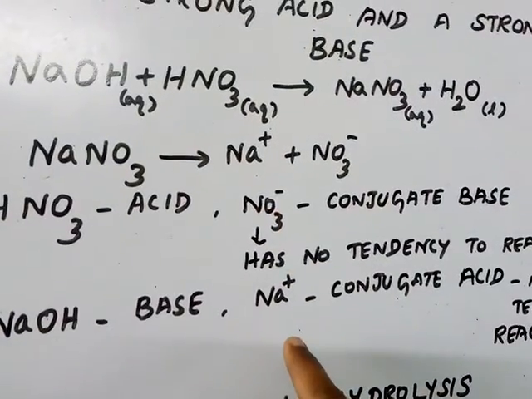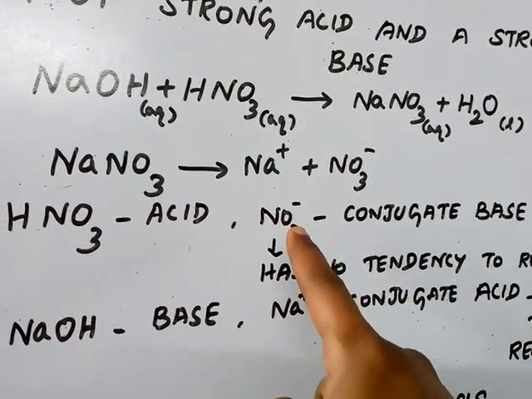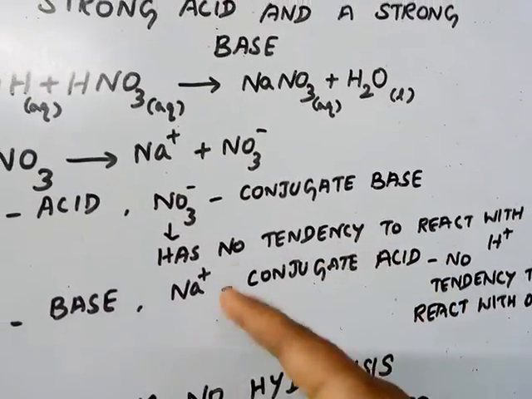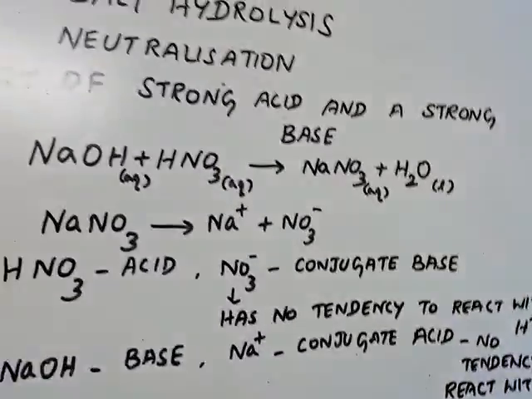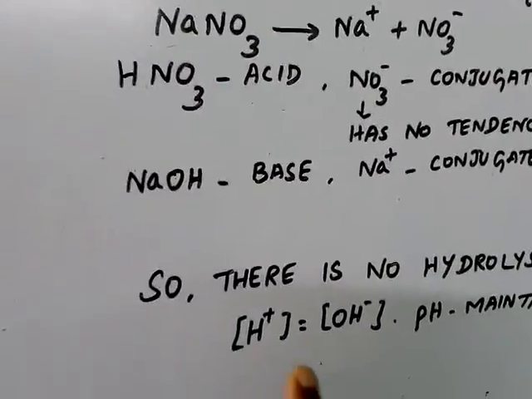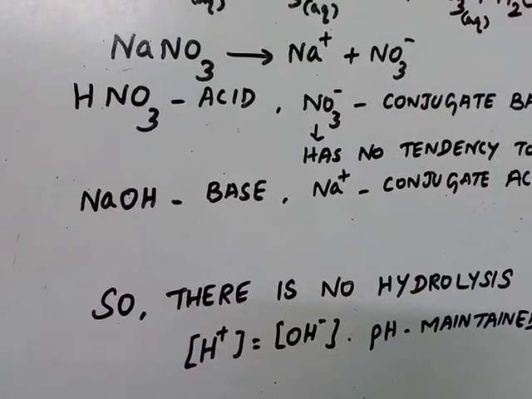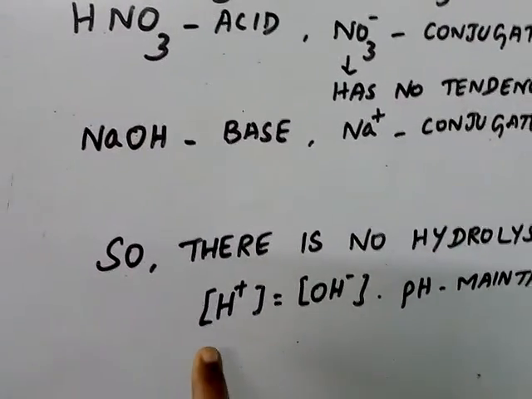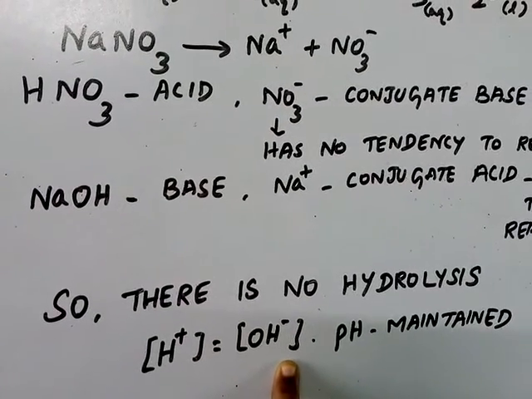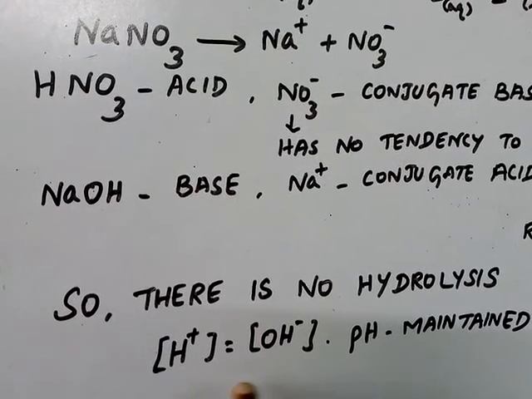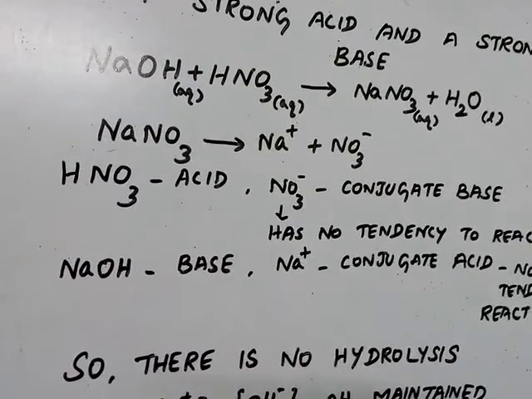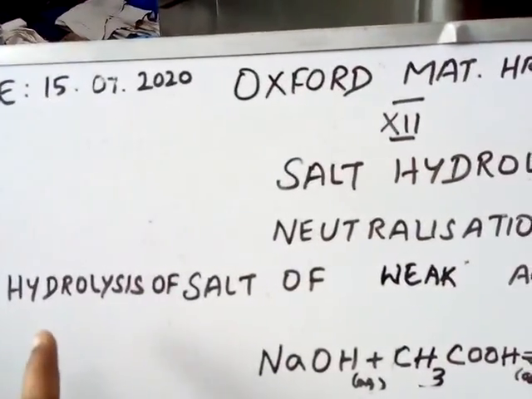As the nitrate and the sodium ion are coming from a strong acid and a strong base, they have no tendency to react with either H plus or OH minus, because they already come from a strong acid and strong base. So, there is no hydrolysis. The concentration of hydrogen ion and the concentration of hydroxyl ion become equal. That is neutral. Thus the pH is maintained. Is it clear?